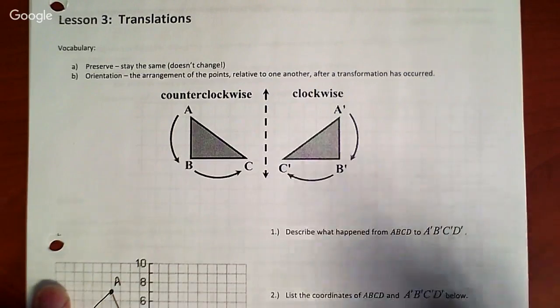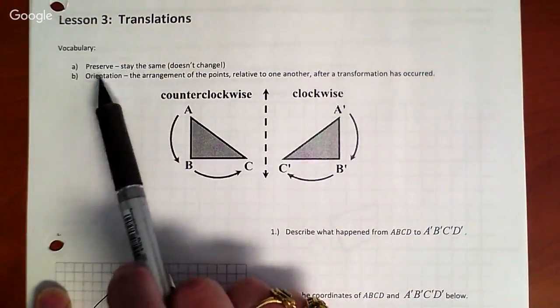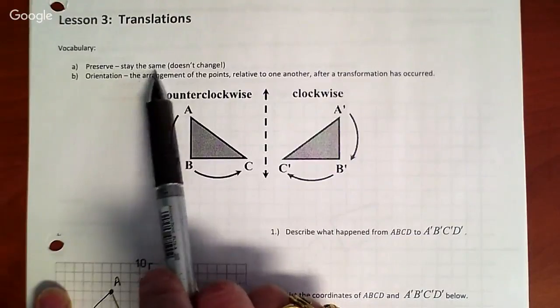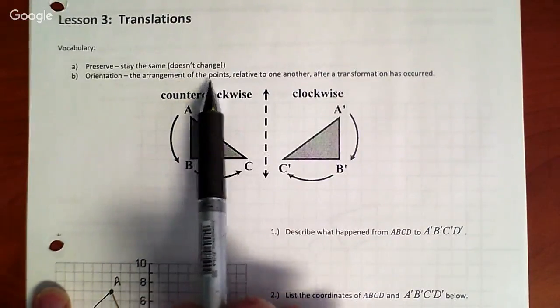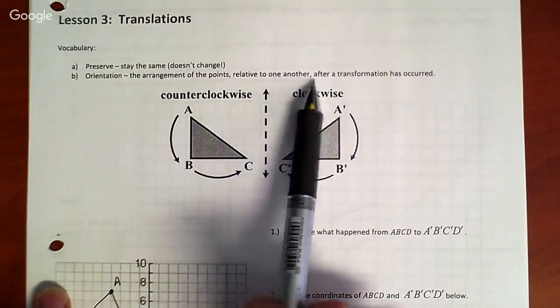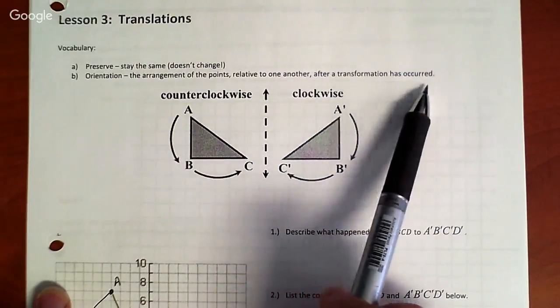The vocabulary is to preserve, stays the same and it doesn't change. Orientation is the arrangement of the points relative to one another after a transformation has occurred.